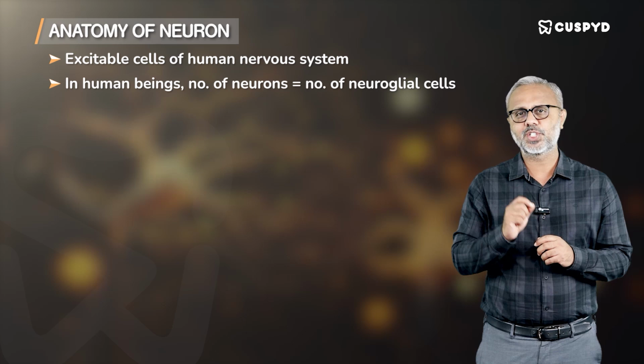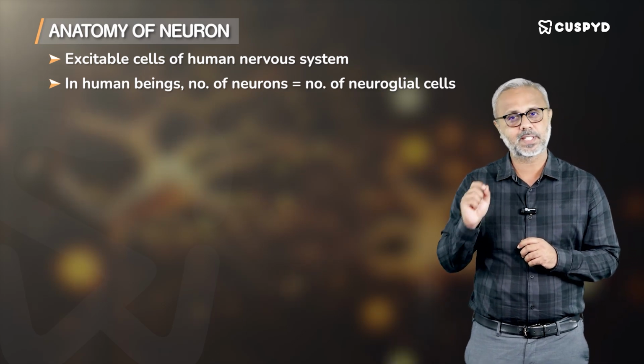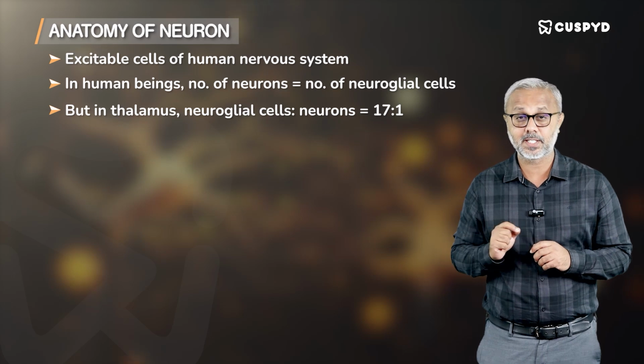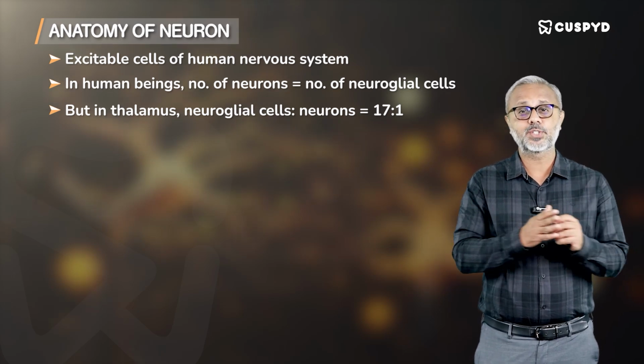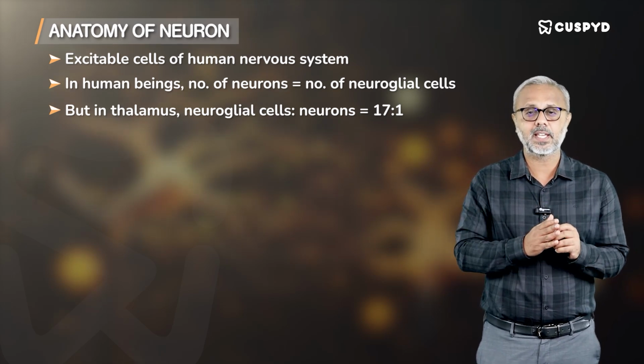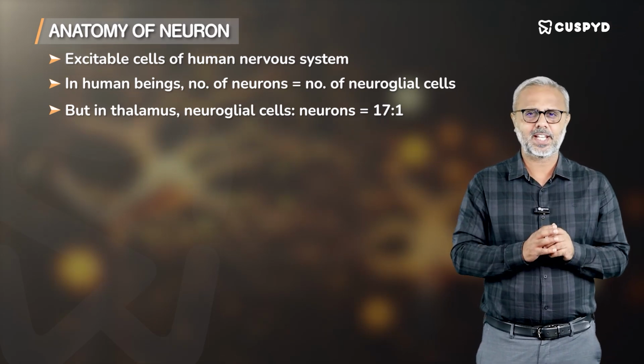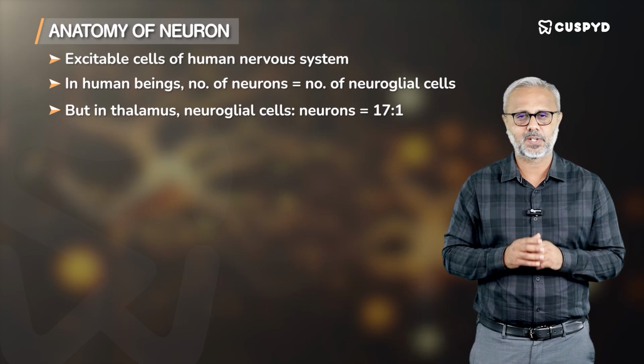However, this ratio is reversed in the case of the thalamus. The thalamus is one region in the human nervous system where the neuroglial cells to neurons ratio is as high as 17:1, right? This is a brief introduction about the neurons.